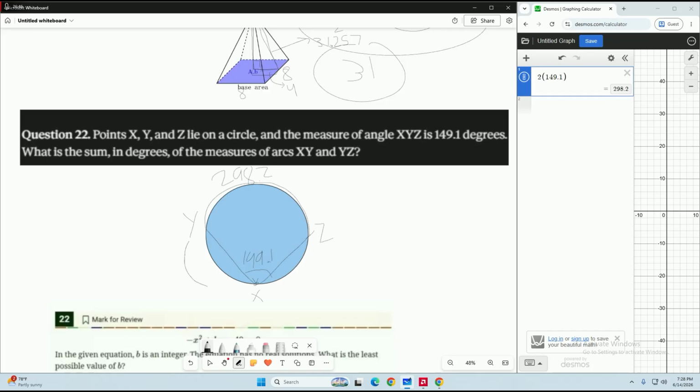And then the question asks us for the measure of arc XY plus arc YZ. So it's basically asking us for this and this. And if you notice, that is just the remainder of 360 minus the major arc that we found. So if we do 360 minus that, we get 61.8. So that is our correct answer to this question.